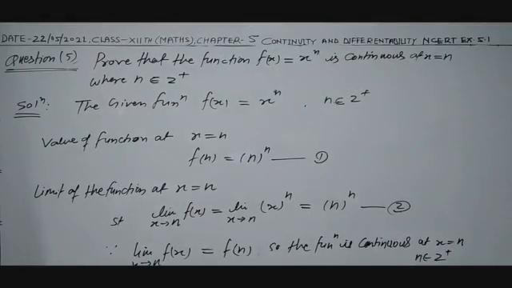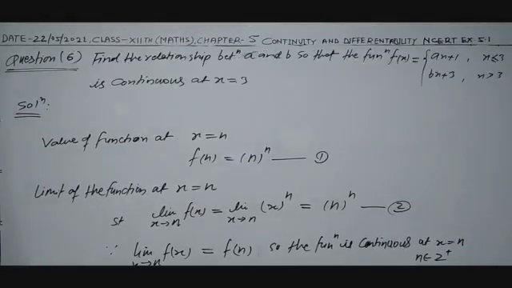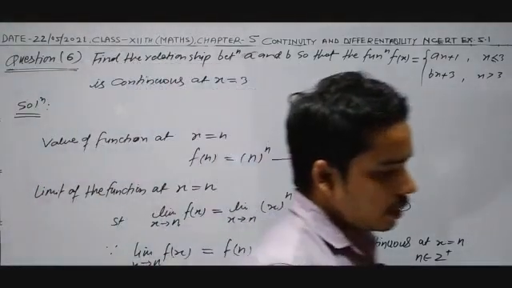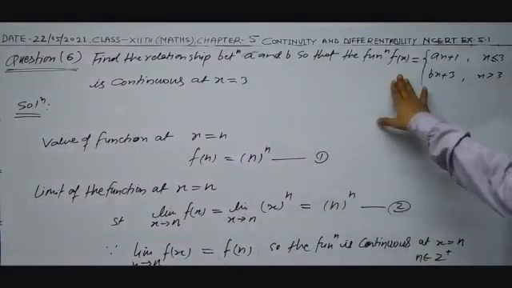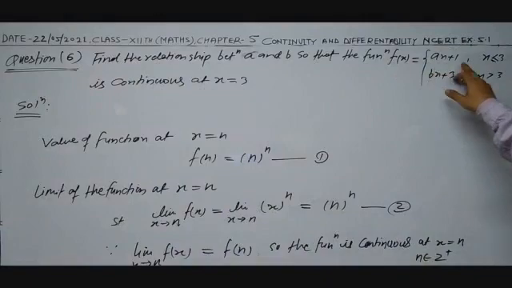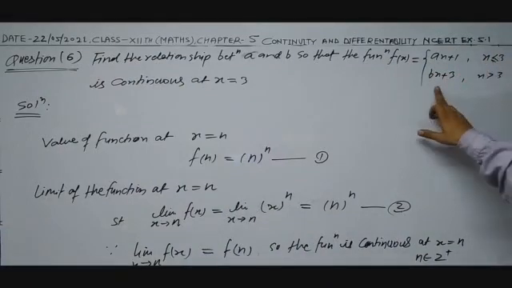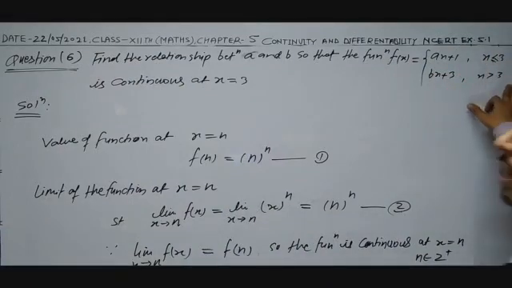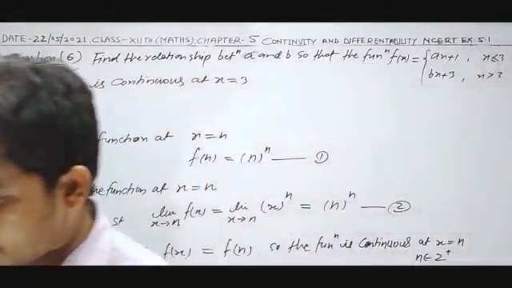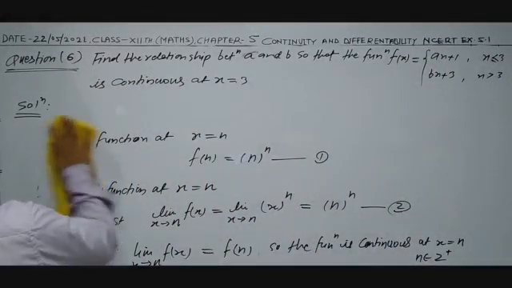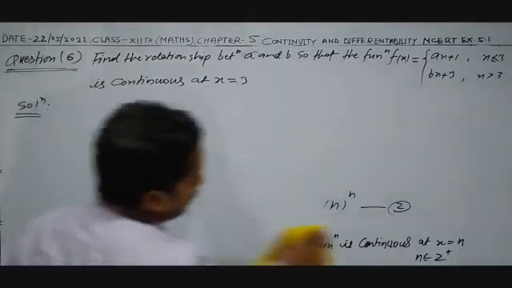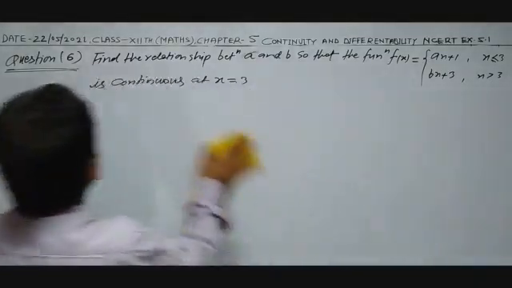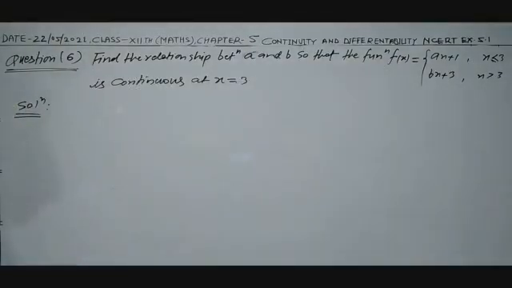Now come to the next question. Question number 6 is, find the relationship between A and B so that the function f(x) equal to ax plus 1 for x less than 3, and bx plus 3 for x greater than 3, is continuous at x equal to 3. We have to find out the relation between A and B, where the function is continuous at x equal to 3.